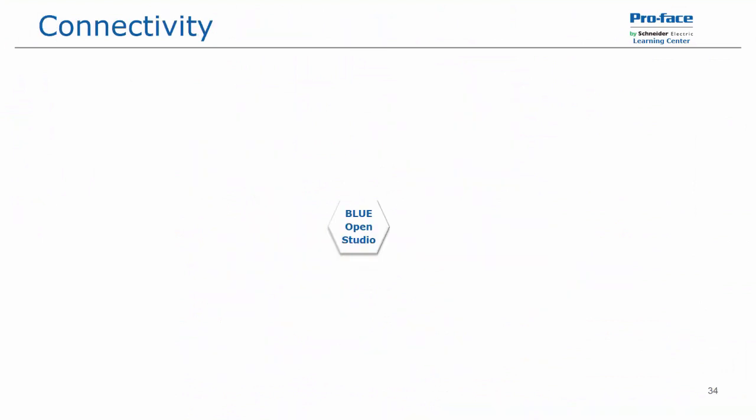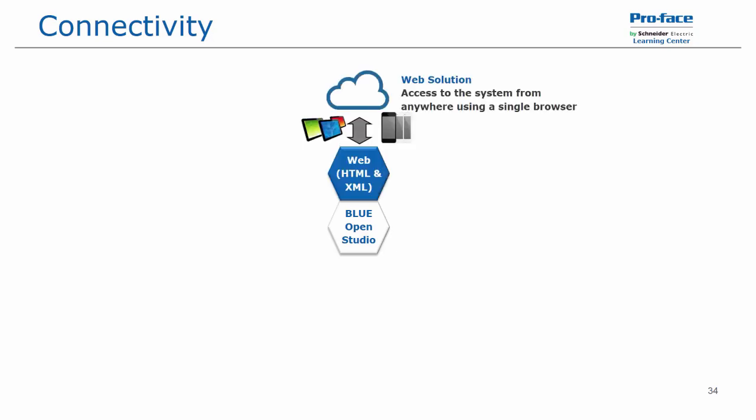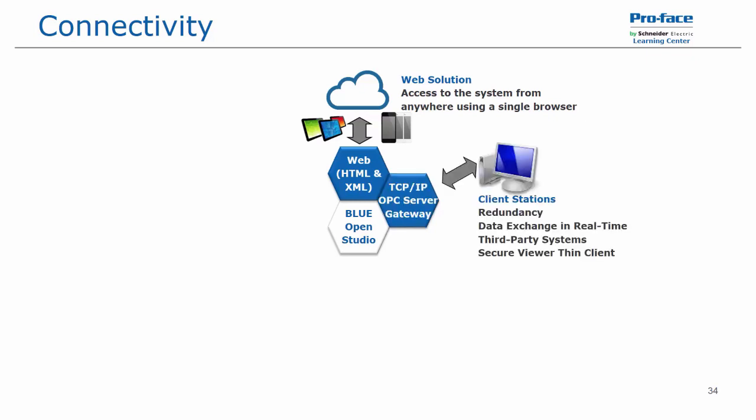Blue Open Studio can utilize numerous communication protocols or methods to send and receive data. So let's say we have our Blue Open Studio application. Say we need to go out to a web solution, be it the cloud or a mobile device through SMA. We can use the web protocols, HTML or XML. If we need to go to client stations for additional Blue Open Studio apps to communicate to them, we can use TCP/IP or OPC servers.